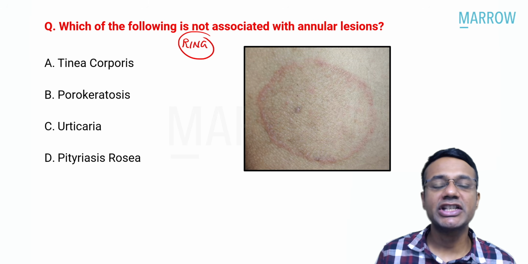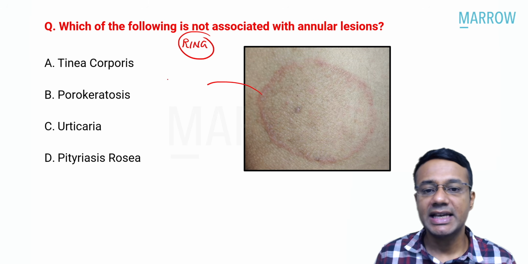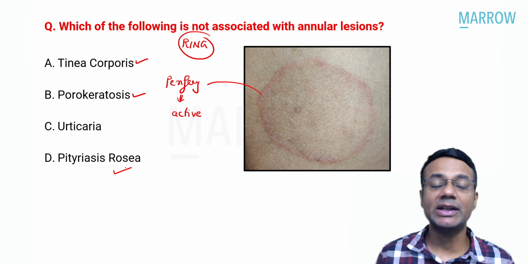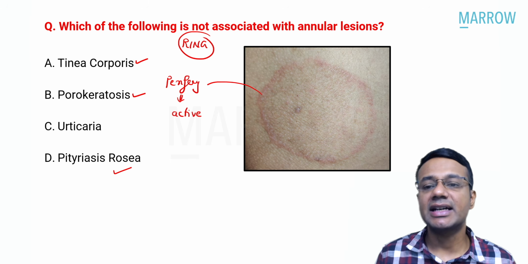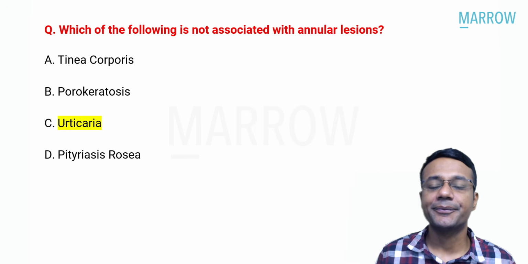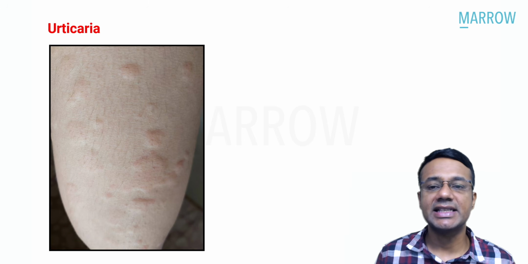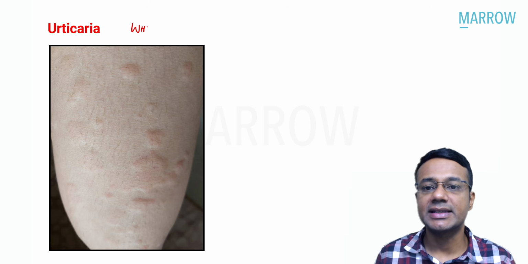When you're talking about ring-shaped lesion, what we need to remember, students, is the periphery of the lesion is the one which is active. And out of the given options, tinea corporis, porokeratosis, pityriasis rosea all can have annular or ring-shaped lesions. The correct answer for this question is urticaria. Now, urticaria is a disease which is characterized by wheals.